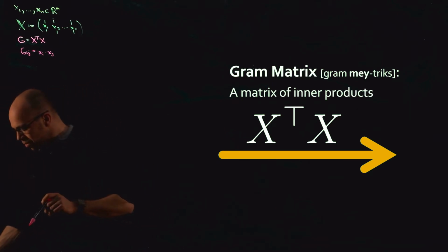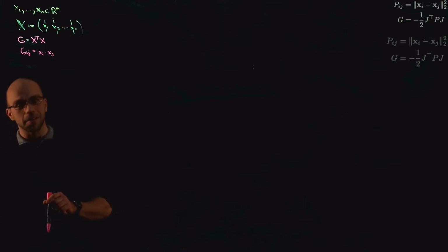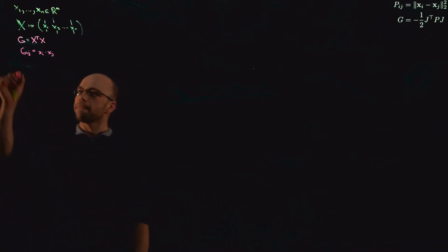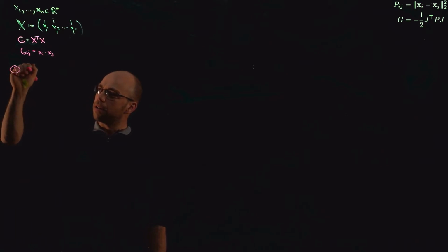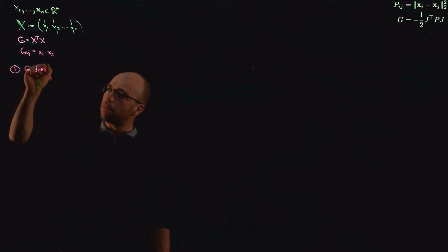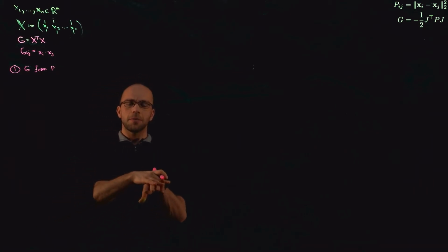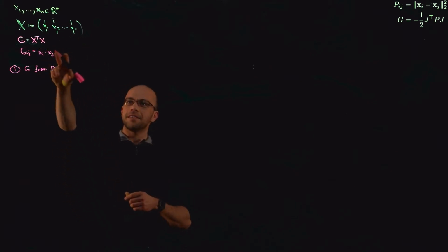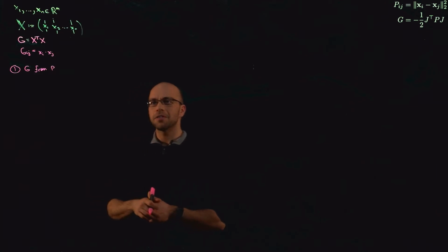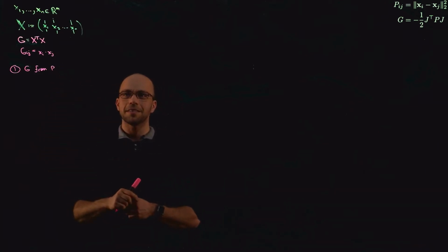Okay, so the first step is going to be to recover G from P. So let's move our formulas into the corner here. We're going to get G from P. And remember that we can only figure out our points X up to a rigid motion. Like if I added a constant vector to all of the X's, then we couldn't recover that constant vector from P because it doesn't affect pairwise distances.